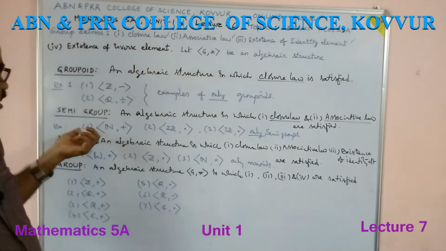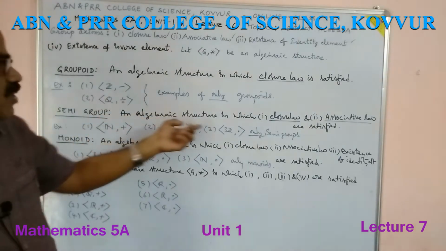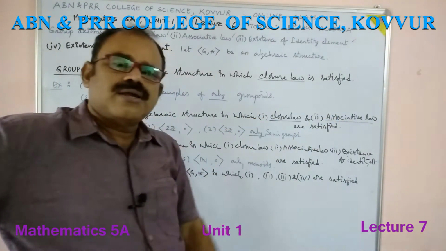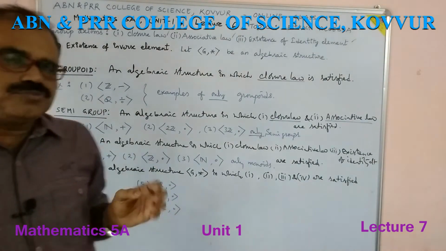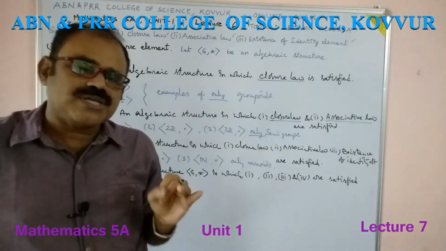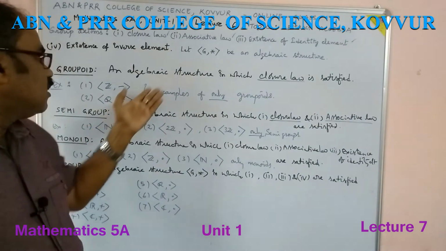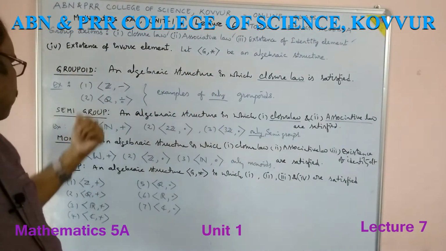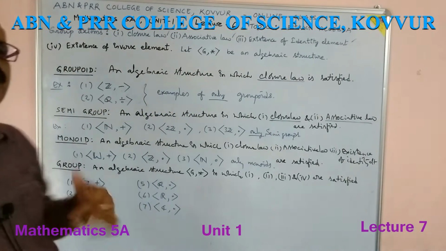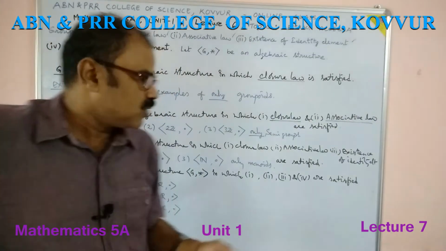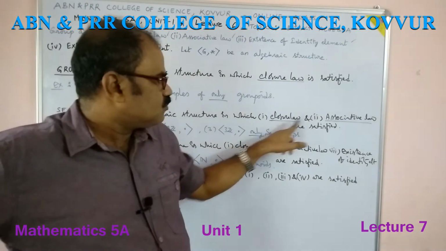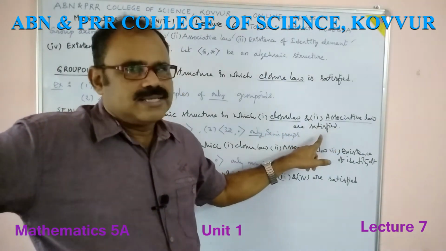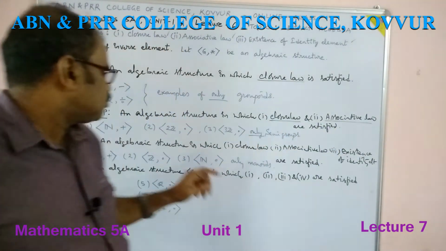In this way, semi-group: an algebra structure in which closure law and associative law are satisfied is said to be a semi-group. In group theory, these concepts, groupoid, monoid, semi-group, group, Abelian group, are all very, very important. So, what is a semi-group? An algebra structure in which closure law and associative law are satisfied is said to be a semi-group. Let us see the examples.